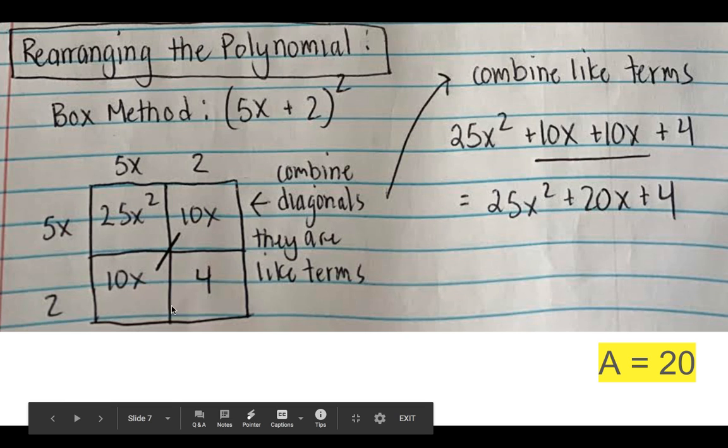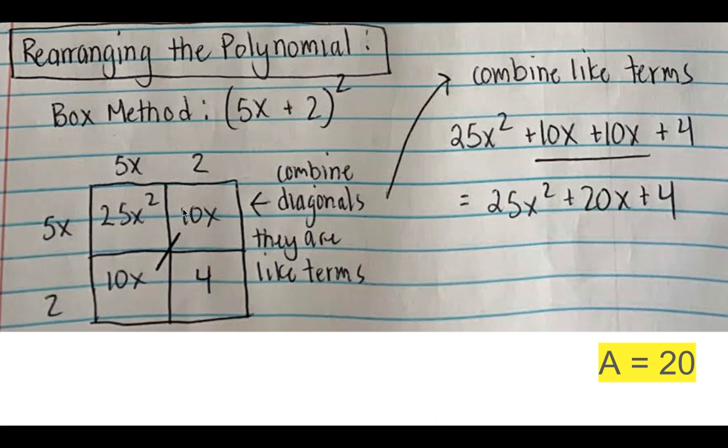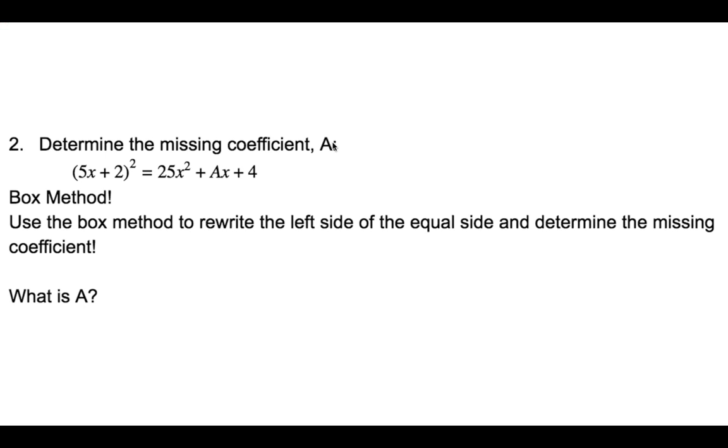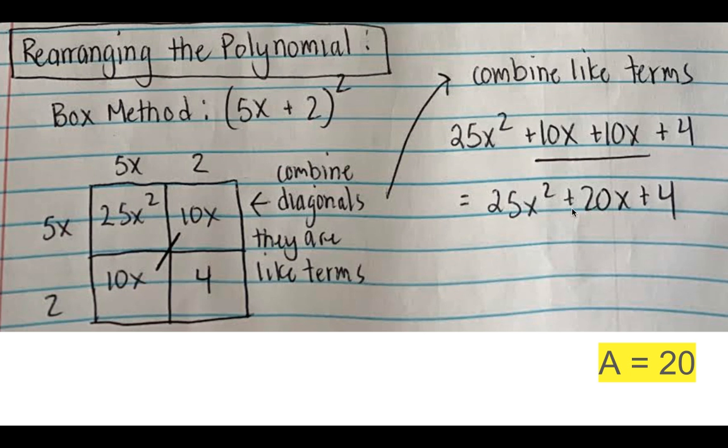So if I don't combine, I have 25x squared plus 10x plus 10x plus 4. Combine those middle terms, so then we get 20. 25x squared plus 20x plus 4. If I go back to the original problem, it's looking for a. A is going to be the coefficient on just the x. So once I multiply and combine like terms, I'm looking for just that middle number there. All right.